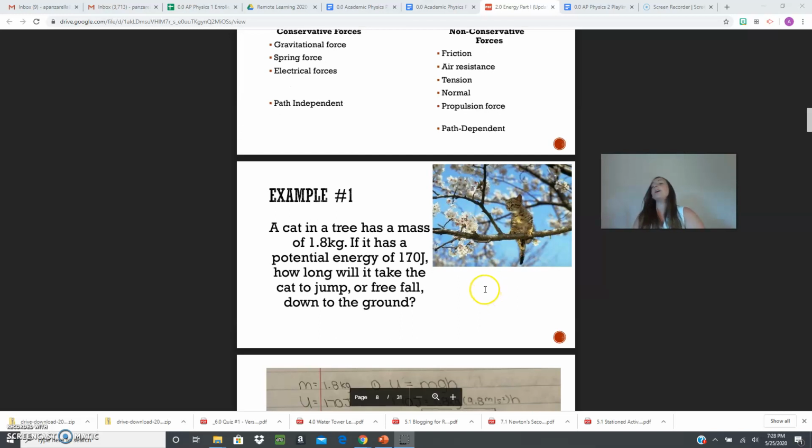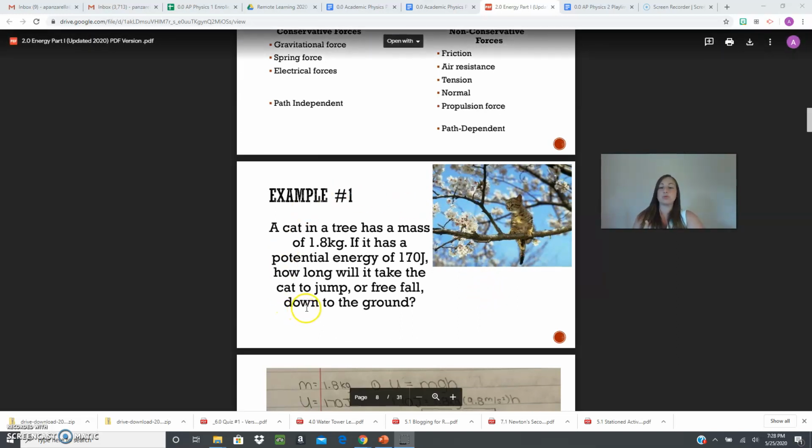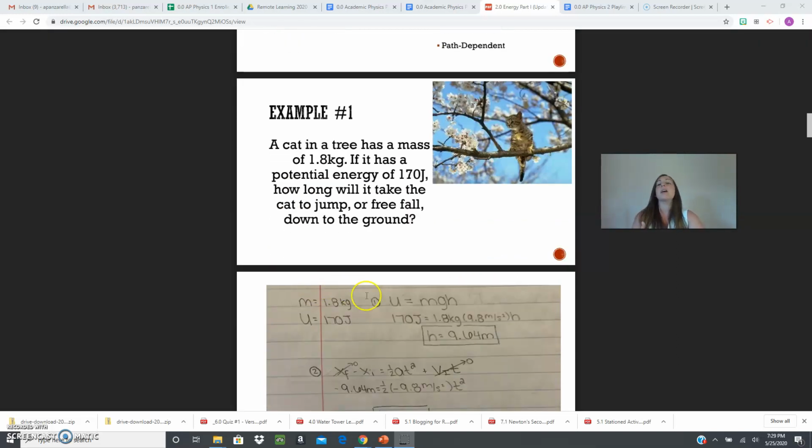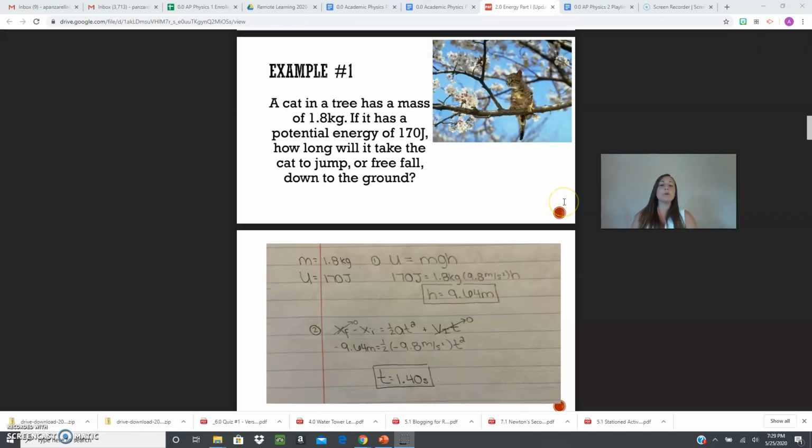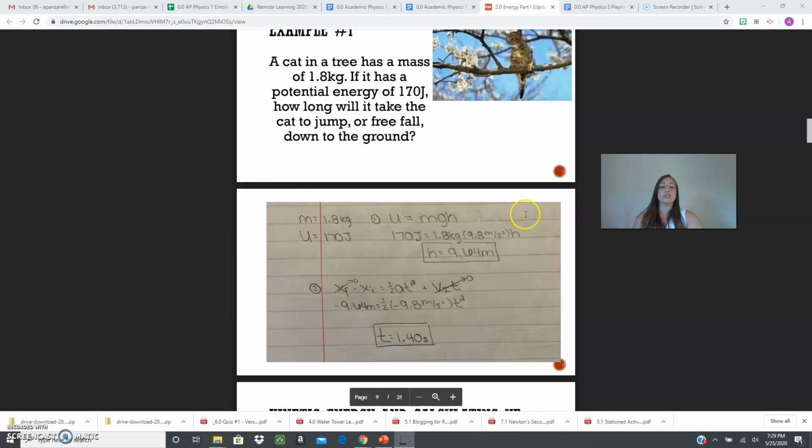Now, I would like to use this time to go over the examples. So you can go ahead and read example 1. And what we're going to notice here is that if we're looking at how long something is going to take, well, then we're looking at time. So we obviously know that kinematics are going to come into play, but energy is also going to come into play. So that's how we're going to start this problem.